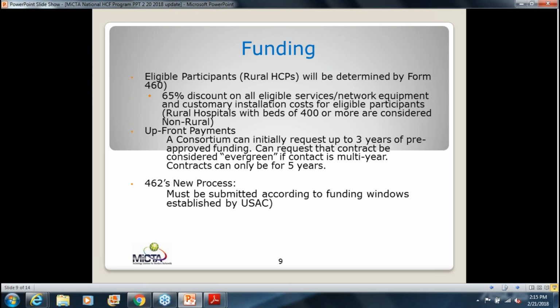Under the 462 funding window, there is a new process now that was directed by the FCC, and USAC now establishes when the funding window opens and closes. For this funding cycle that we're in right now for 2018, it opened on February 1st and it closes May 31st of 2018.